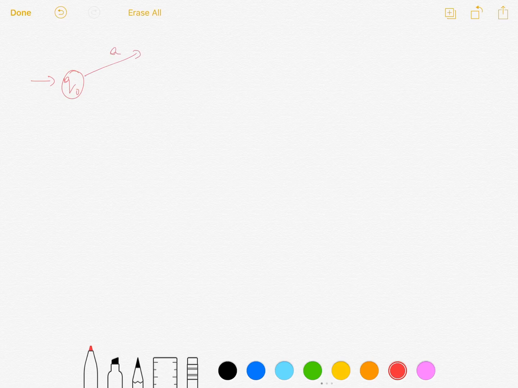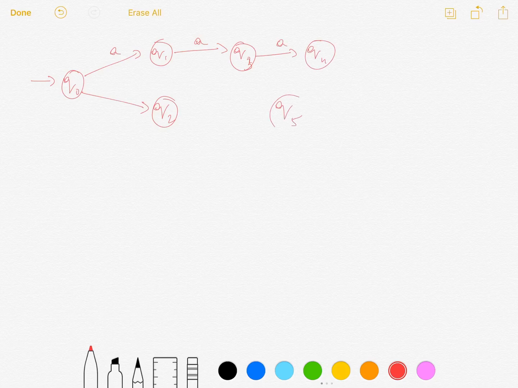Suppose Q0 after taking A is transiting to Q1 as well as Q2, which is not possible in case of DFA. And again after taking A, it is transiting to Q3, then Q4, and on the other side Q2 after taking A goes to Q5, and at Q5 after taking A, it returns back to Q2 again, and Q4 and Q5 are the final states. Now, tell me, is this an NFA or DFA? Well, it must be NFA.